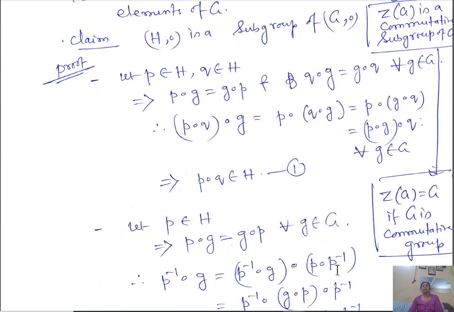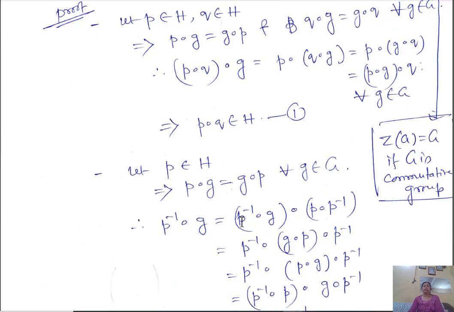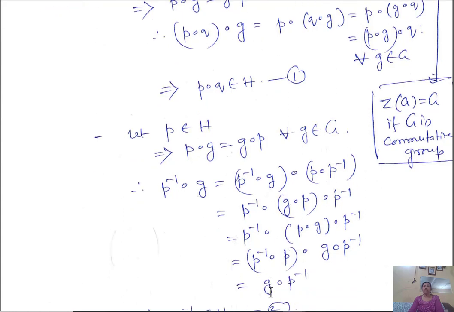P composition P inverse is E. Okay, so I can add this extra term. I can compose this extra term. Now you apply the associativity law. This is P inverse G composition P, P inverse. G composition P is P composition G. You write this. And then again you apply the associativity law. P inverse composition P, couple this, composition G, composition P inverse. This is E. That means you are getting G composition P inverse.